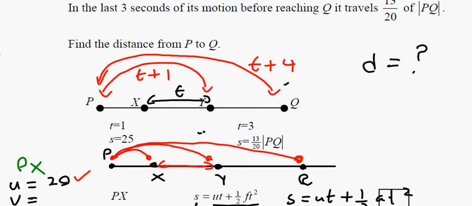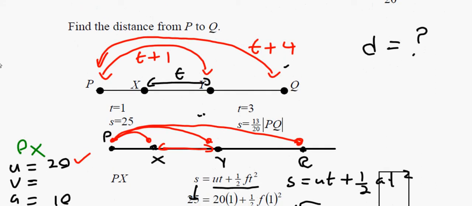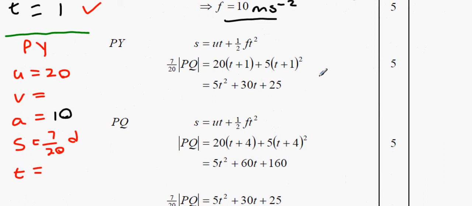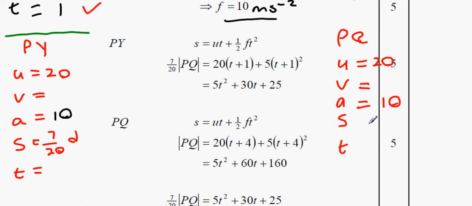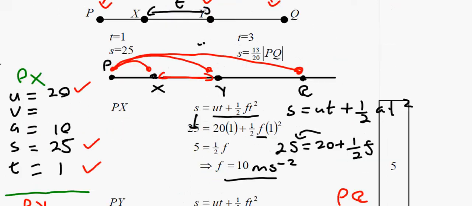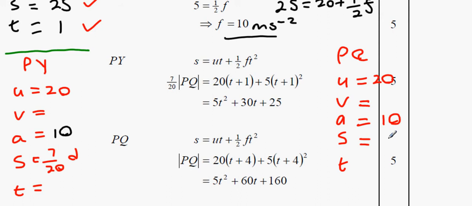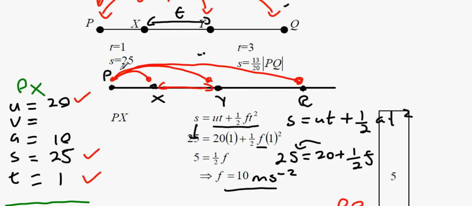Now we're going to assemble our information set for PY and PQ respectively. So PY can be over here. I'm going to put PQ over this side. And we're going to write out the SUVAT for both systems. So let's see what we know. U is equal to 20 on both of them. A equals 10 on both of them. Now S. For PQ, P to Q is the entire distance D. P to Y, however, is 7/20ths of D, because it covers 13/20ths from Y to Q.